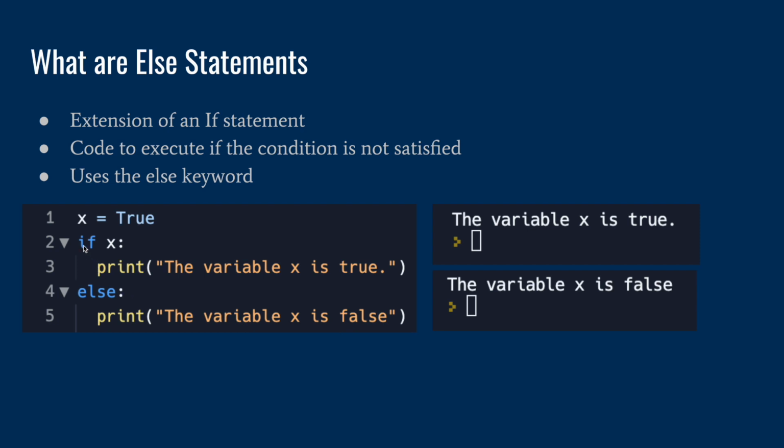So if it's not true, then it skips over this and goes to whatever code is indented in the else statement. And with loops and if-else statements, indentation is very important. If this indentation is not here, it won't recognize this print code as part of the if statement, and you will get an error.